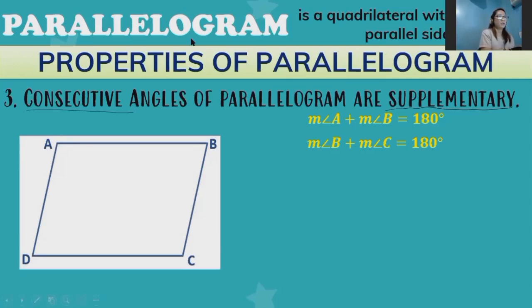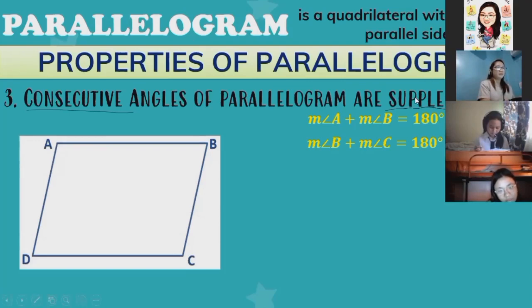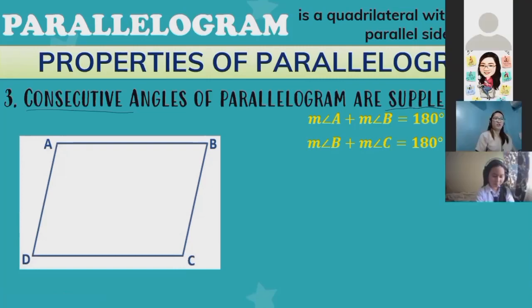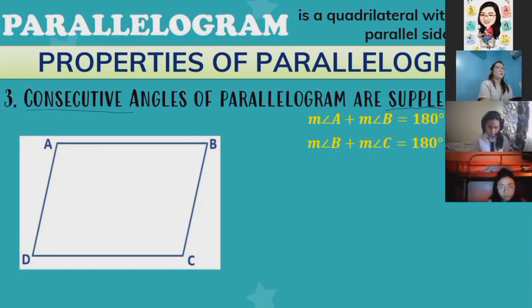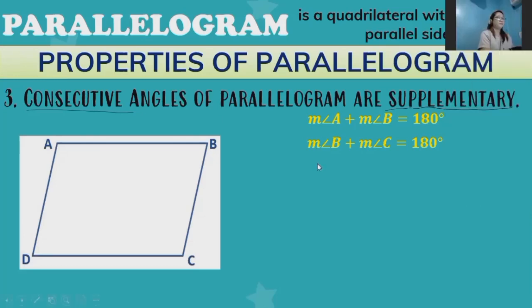Who would like to give me another pair of angles? Michelle mentioned angle D plus angle A. Who else? Jeff? Angle D and angle C po. Okay, thank you. So we have here angle C plus angle D is equal to 180 degrees, and angle D plus angle A is equal to 180 degrees.